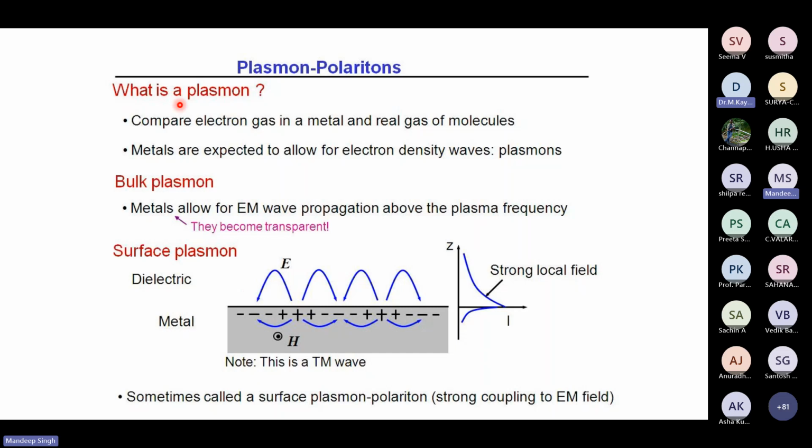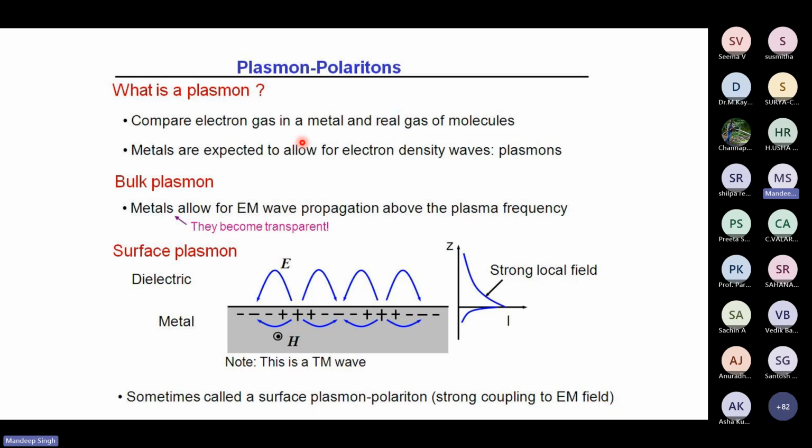Let's see what a plasmon is first of all. If you consider electrons, you know they are free particles that move around the nucleus. We can compare this simple model with a gas model, so we can say electron gas in a metal versus real gas molecules. We are relating that movement of the electrons, because you know the movement of electrons will change with position and time.